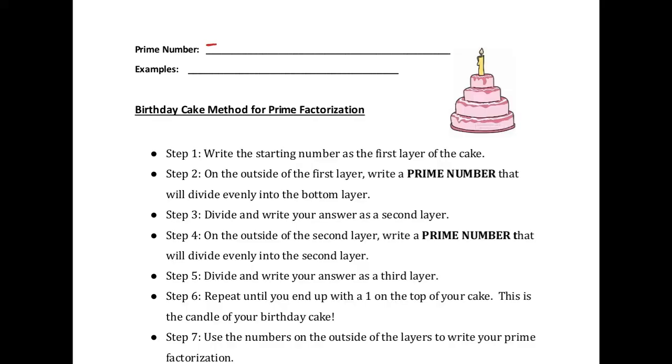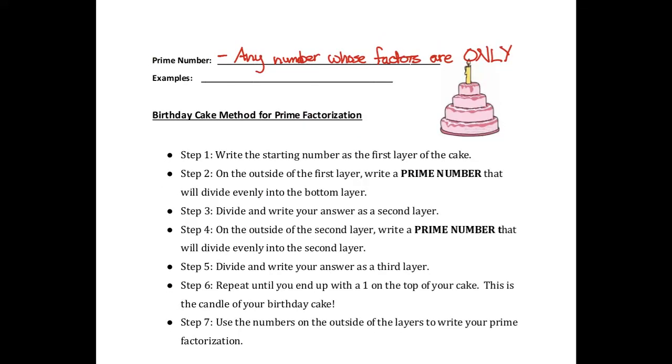A prime number is any number whose factors are only, and I want you to make big capital letters for only, any number whose factors are only 1 and itself. So a prime number, the definition is any number whose factors are only 1 and itself. Okay?